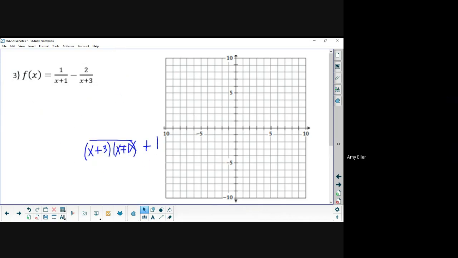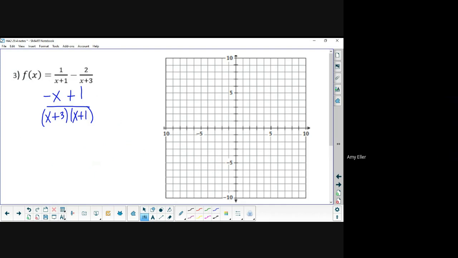Here is essentially the function I'm graphing. Let's talk about if anything cancels out. X plus 1, I sort of see it on the top or bottom, but it doesn't cancel out because the x is negative on the top and positive on the bottom. So that doesn't cancel. If I try to factor out a negative, then it's going to be a negative 1. So there are no holes.